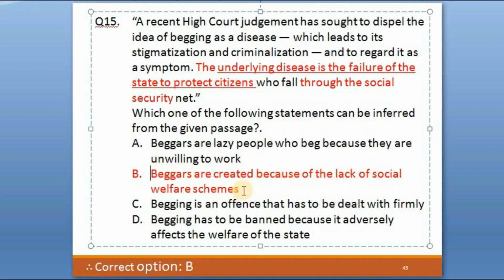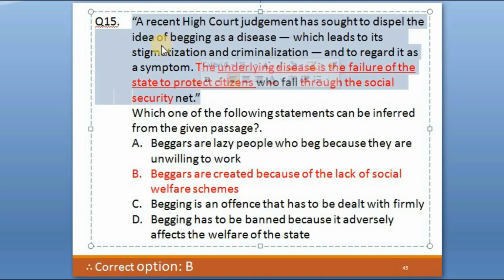So again, in such types of questions we have to thoroughly analyze, and if possible, do the statement breakups, and then according to those breakups we can analyze the given options one by one. So option B is the correct option here.